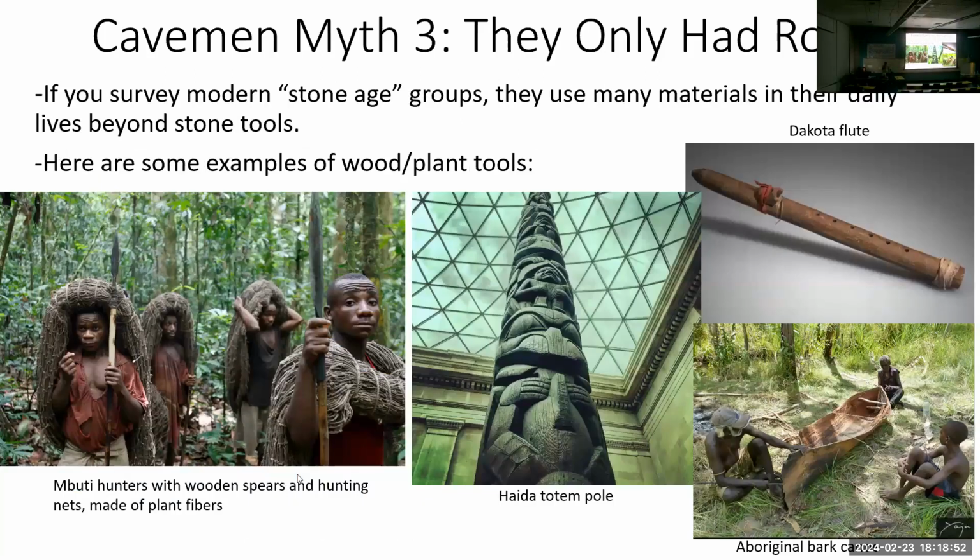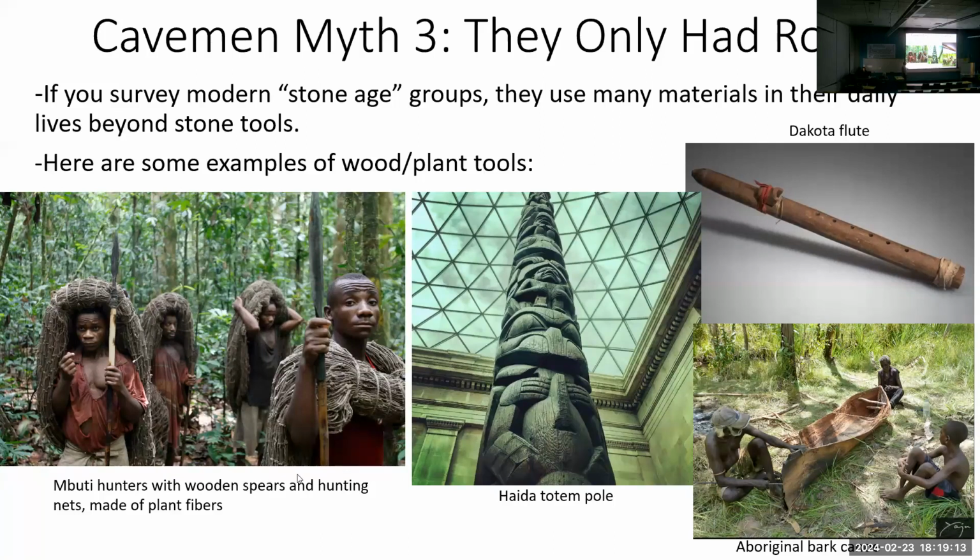And again, if you survey modern groups that people traditionally label as Stone Age, because they didn't smelt metals or create bronze or iron, you find that they use an assortment of tools and technology, not just stone tools. Here are some examples of indigenous people making tools out of wood and plant material.